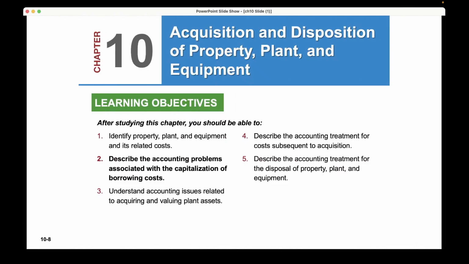Welcome back to the second part of this topic. Now we are going to discuss the second learning objective here, which is to describe the accounting problems associated with the capitalization of borrowing costs.